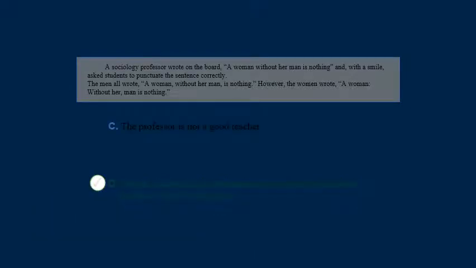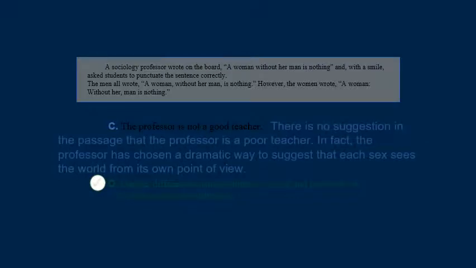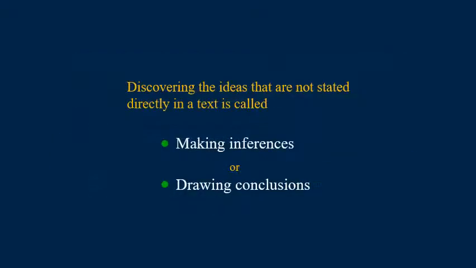What about this: the professor is not a good teacher? We cannot say that. Why? Because there is no suggestion in the passage that the professor is a poor or bad teacher. In fact, the professor chose a dramatic way to suggest that each sex sees the world from its own point of view. So option C is incorrect.